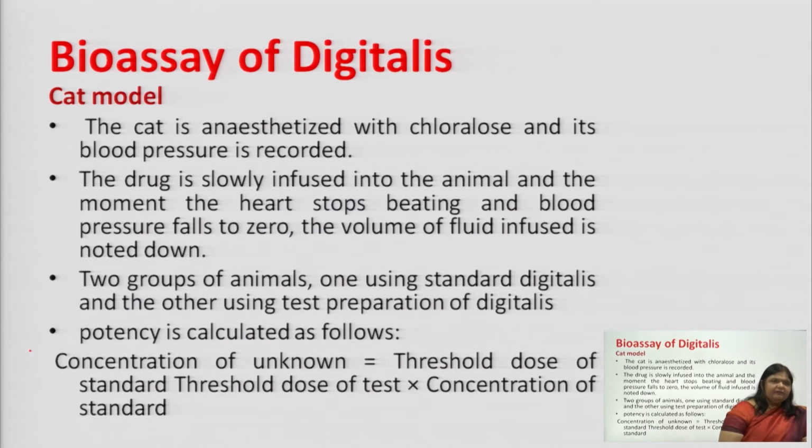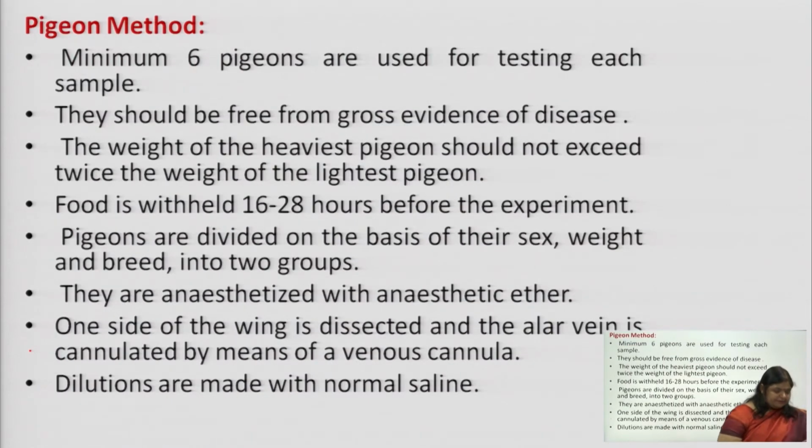So in this again, we are seeing in the cat when the heart stops and the blood pressure falls to 0, the volume which we have injected for the test and the standard are compared, and the potency of the test in comparison to the standard is then calculated. Then the other method we use for Digitalis bioassay is the pigeon method.